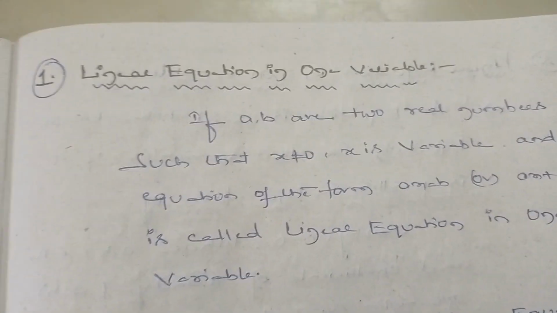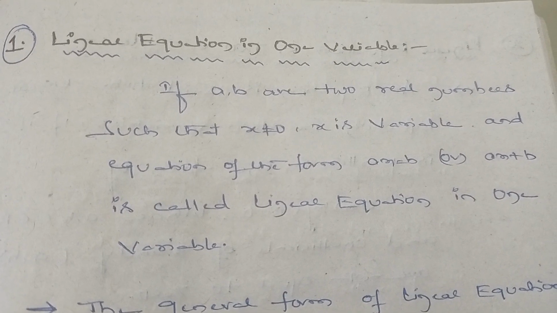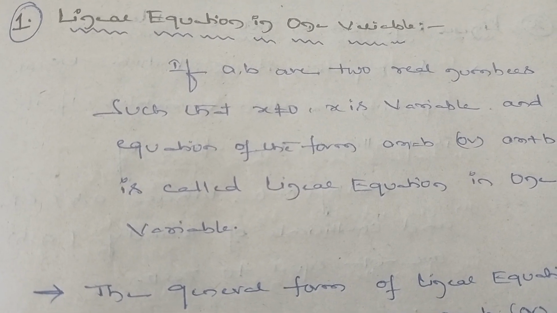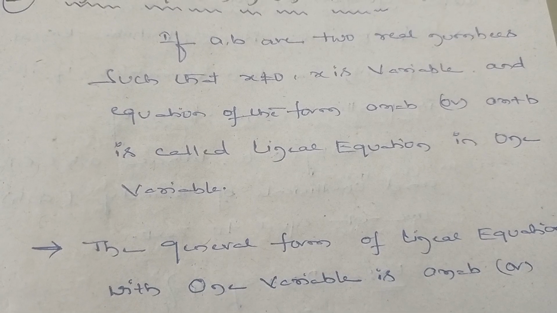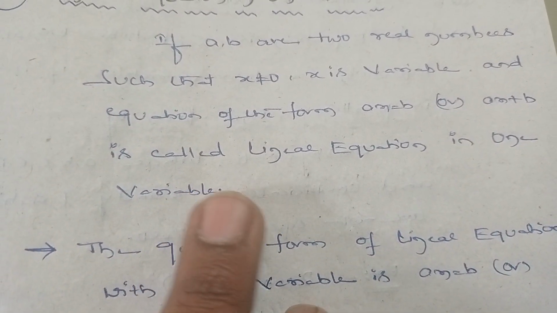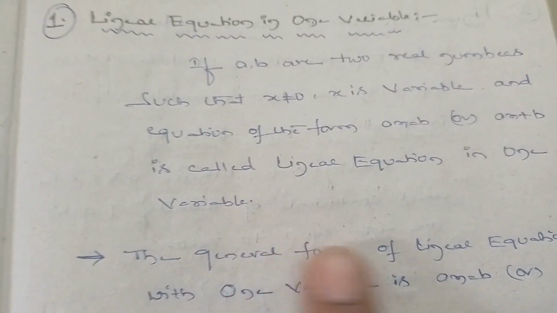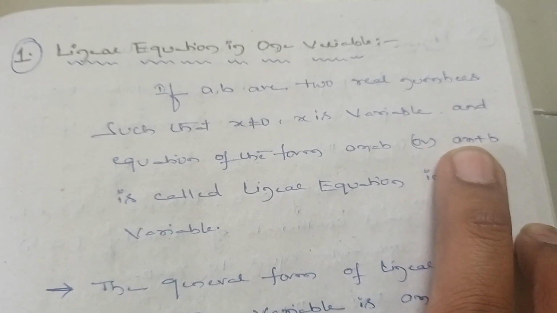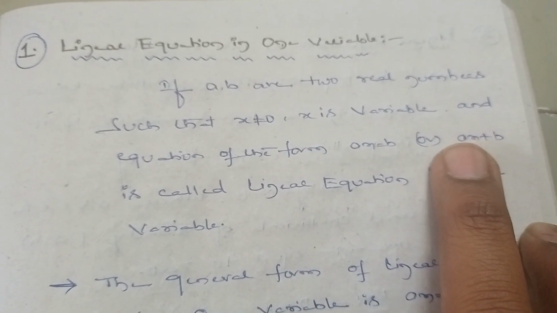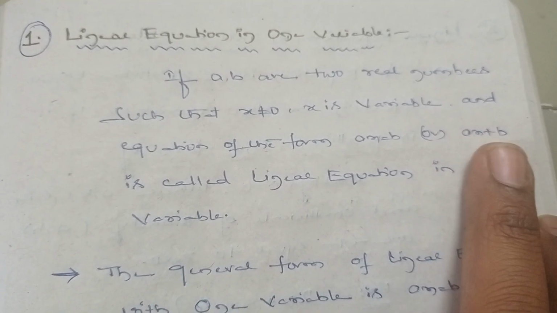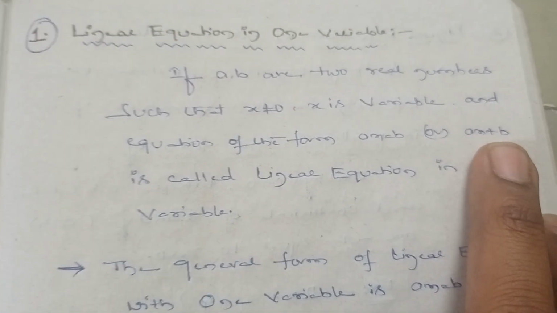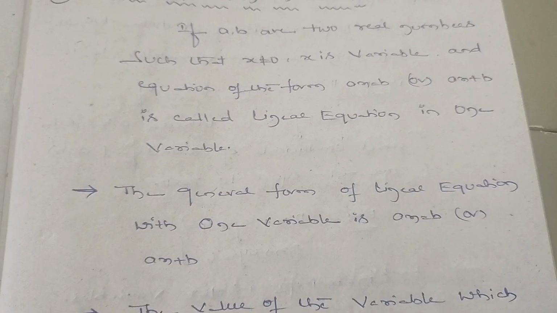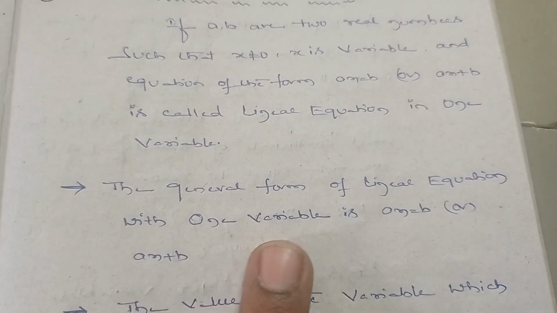Now, what is a linear equation in one variable? If a, b are two real numbers such that a is not equal to 0, where x is a variable, and the equation is of the form ax plus b equal to 0, or ax equal to b, it is called a linear equation in one variable. Any equation of the form ax plus b with one variable, either x or y or z, it can be any variable here, and there should be two constants a and b, where a is the coefficient of x and b is a constant. These types of equations are called linear equations with one variable. Now the general form of a linear equation in one variable is ax plus b.